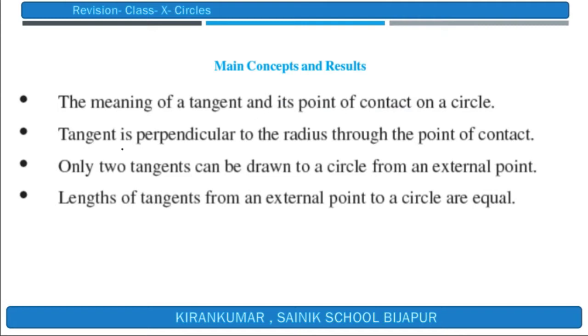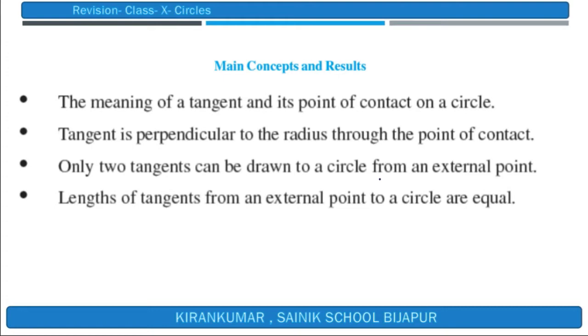Second, a tangent is perpendicular to the radius through the point of contact. Third, only two tangents can be drawn to a circle from an external point. Fourth, the lengths of the tangents from an external point to the circle are equal.